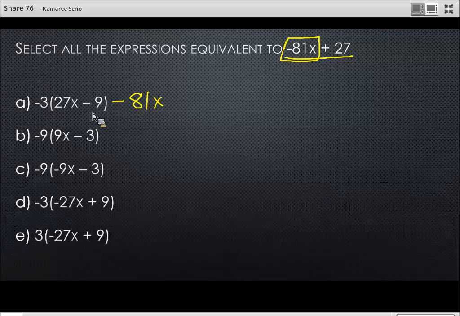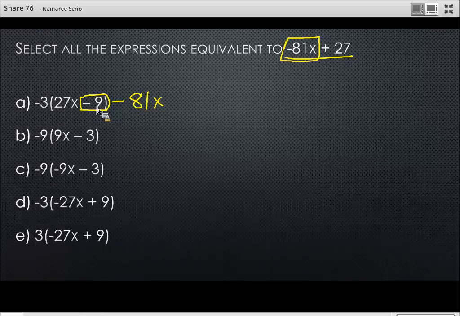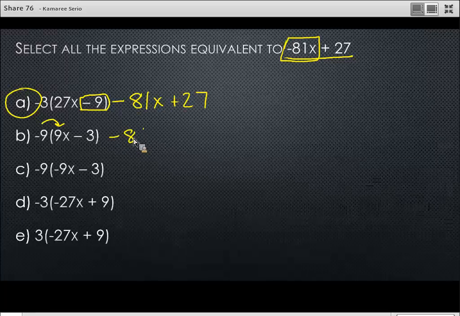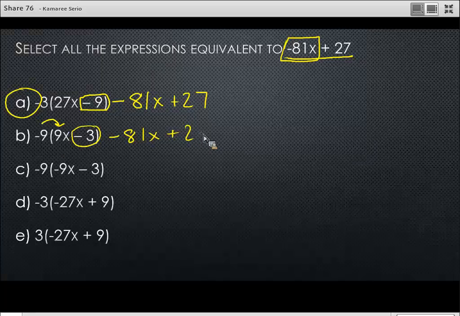And again, I have negative 3 and a minus 9. Remember, the minus sign is attached, so you treat it like it's a negative number. So negative 3 times negative 9 is positive 27. So this works. Negative 9 times positive 9 is negative 81. Negative 9 times negative 3 is positive 27.